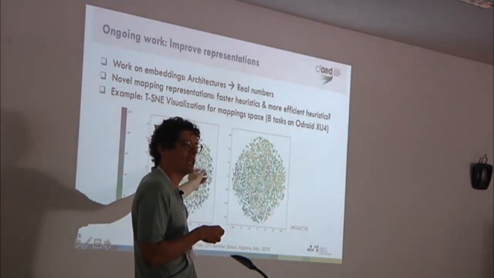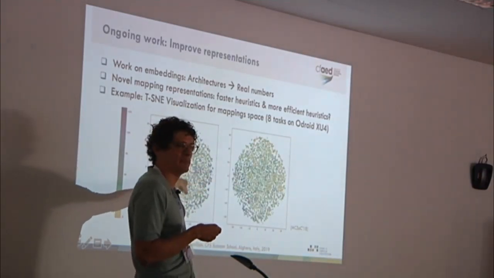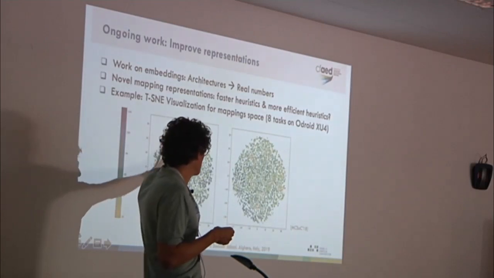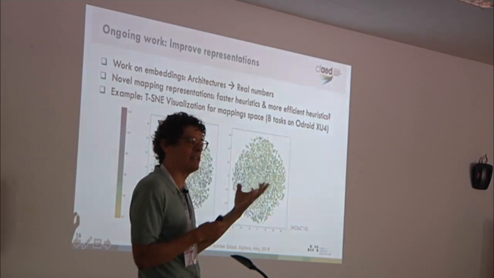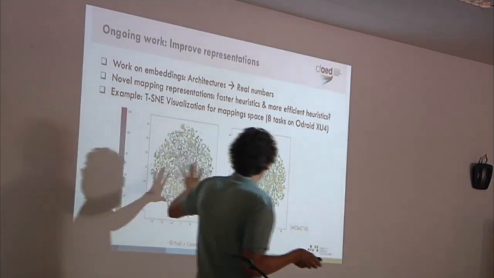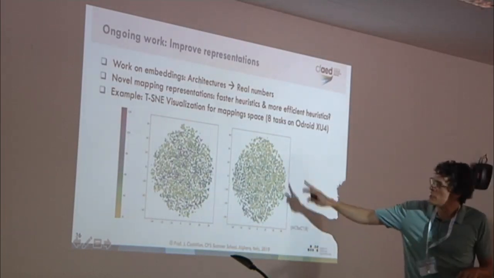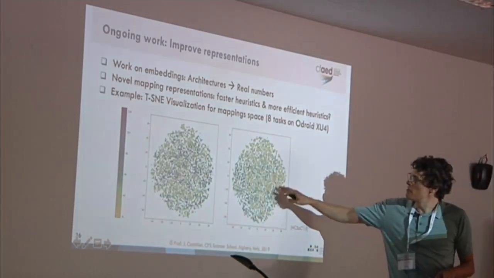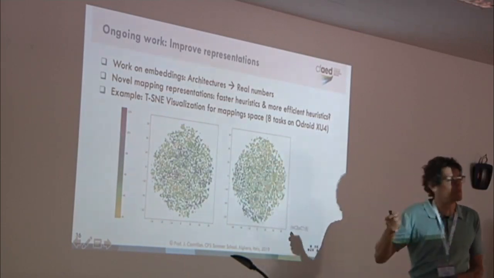Things that are very close together may be good, green, or may be very bad, like dark blue. Right, so that's what you see here. When we choose a more interesting embedding, and that's what we were working on, what are good embeddings for these mapping representations, then you get a distribution that looks a little bit better, right? You see the greens are kind of clustered here, the darker ones are here, which means that this space is probably easier to walk.